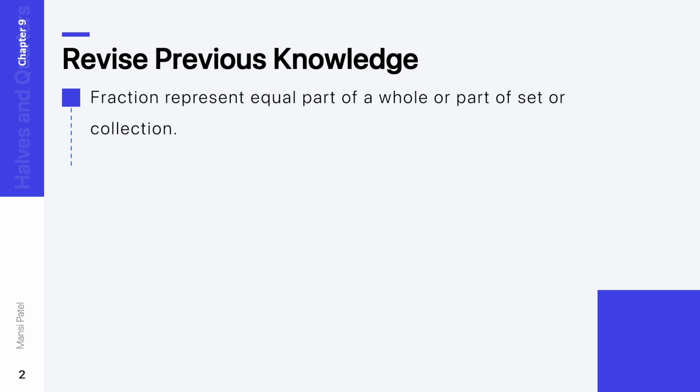Let us revise our previous knowledge. A fraction represents the equal part of a whole or a part of a set, or we can say a part of a collection. Now, what is a fraction? A fraction represents the equal part of any thing or any object. If that object or that thing or that shape has equal parts, then that is known as a fraction.